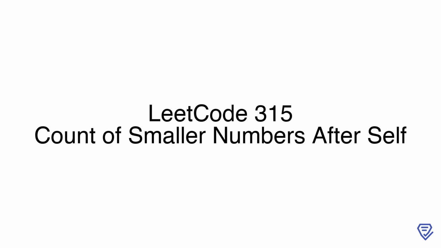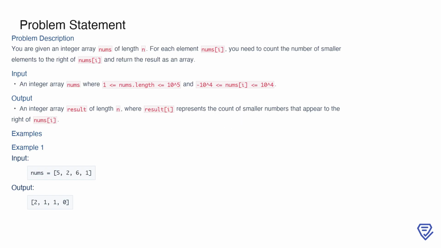Let's dive in. The problem requires us to analyze an integer array nums of length n. For each element in the array, we need to determine how many smaller elements exist to its right. The result is returned as an array, where each position corresponds to the count of smaller numbers for the respective element in the input array. The constraints ensure that the input array can have up to 100,000 elements, and each value in the array will range between -10,000 and 10,000.